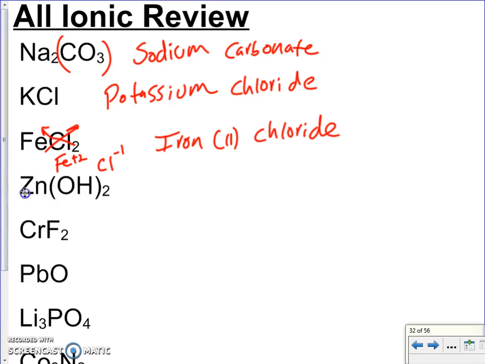Okay, looking at this one, zinc and hydroxide. Yes, zinc is a transition metal, but because it's one of the ones that has a definitive or constant charge, we don't need to use Roman numerals, so we'll just name it as zinc. Now, OH is a polyatomic ion. It's hydroxide, so we just name it as hydroxide. So zinc hydroxide.